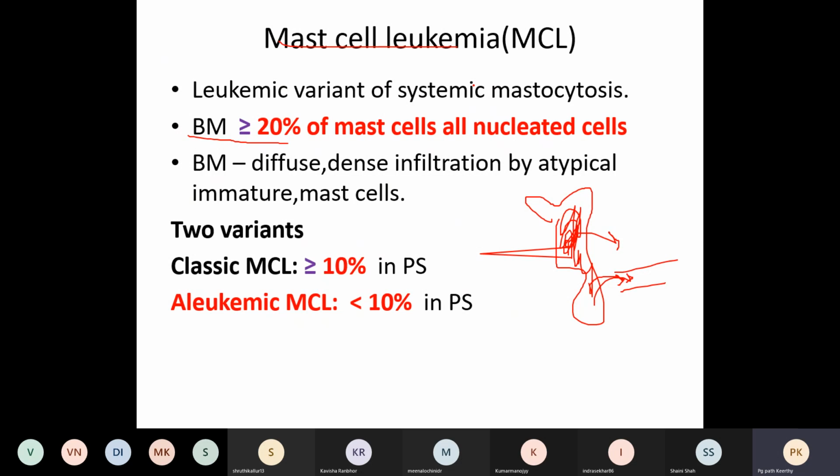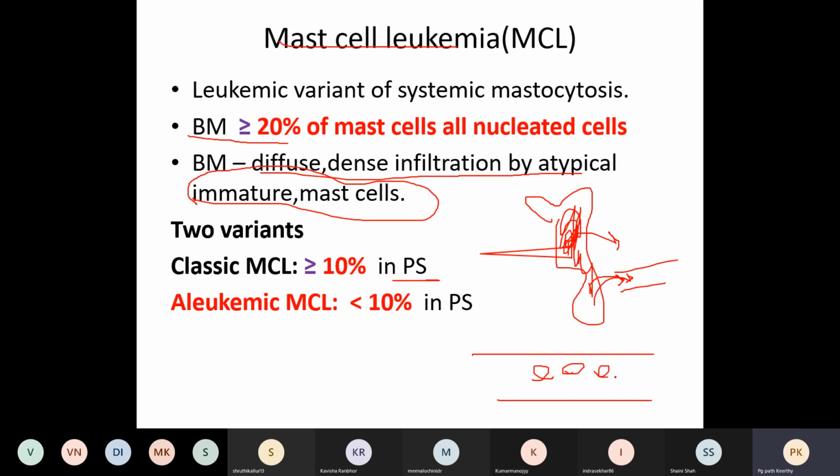Of all the nucleated cells, you should see that many mast cells. And obviously, what you are expecting in bone marrow is diffuse, dense infiltration of these atypical immature mast cells, right? So again, based on the peripheral smear, how many mast cells you are seeing, your mast cell leukemia is classified as classical and leukemic. MCL is mast cell leukemia. If you have more than 10, it is classical. If it is less, then we call it leukemic, because it is tough to identify, since they are less in number.